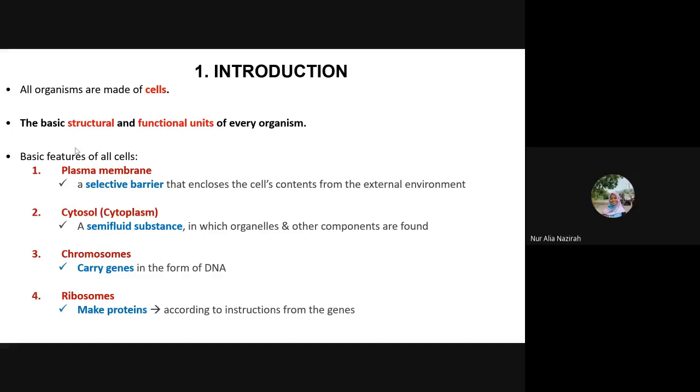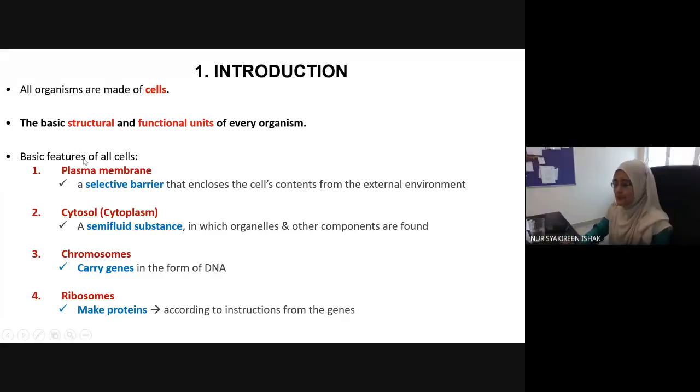Yeah, clear. Okay. So for the introduction, as you know, all organisms are made up of cells. If it's unicellular, it is composed of only one cell, such as bacterial cells, or unicellular eukaryotes such as protists. An example of a protist is amoeba. Amoeba consists of only one cell, so it is a unicellular organism.